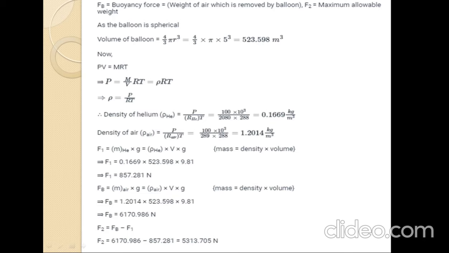So Fb is equal to m into g. Here m is of air, so mass can be written as rho into V. So Fb is equal to 1.2014 into 523.598 into 9.81. So the buoyant force Fb is equal to 6170.986 Newton. From the free body diagram, F2 is equal to Fb minus F1. So F2 is equal to 6170.986 minus 857.281. So F2 is equal to 5313.705 Newton. That's all for GATE previous year.